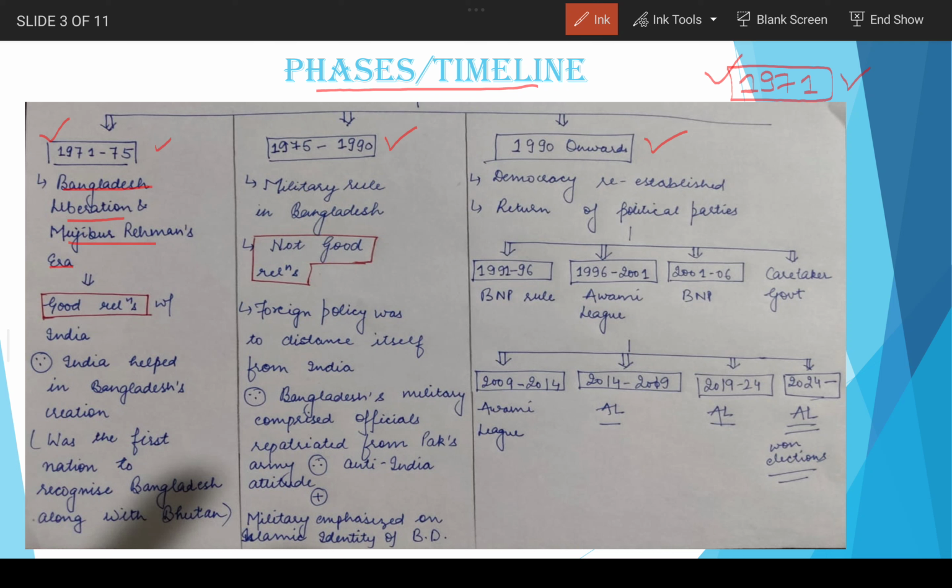First one is 1971 to 75. In 71, Bangladesh got its liberation. It is Mujibur Rahman's era. Here, the relations between India and Bangladesh were really good. The reason being that India helped in Bangladesh's creation, and it was the first one to recognize Bangladesh along with Bhutan. So that's why India and Bangladesh were having good relations, because Mujibur Rahman's government was actually a pro-democracy government.